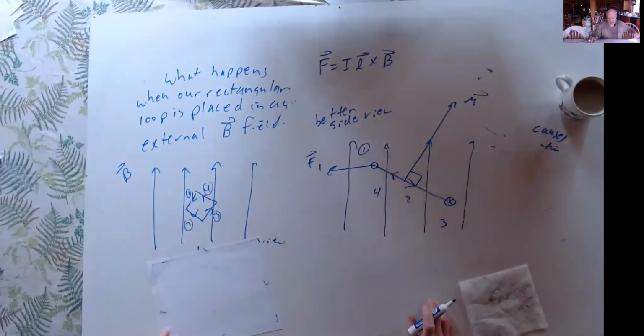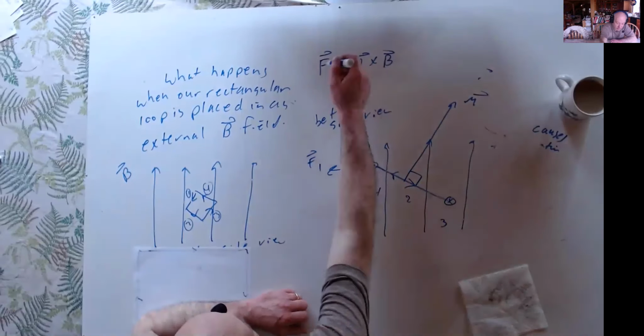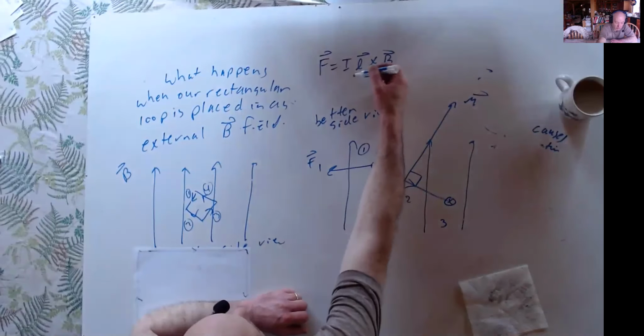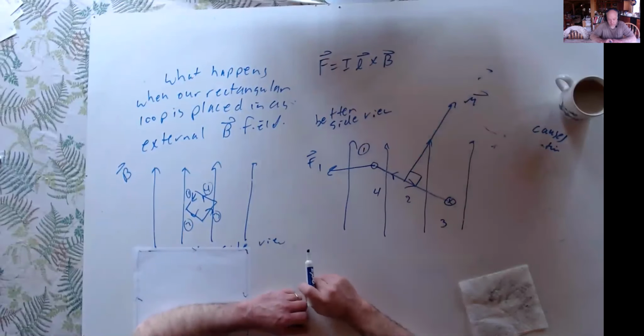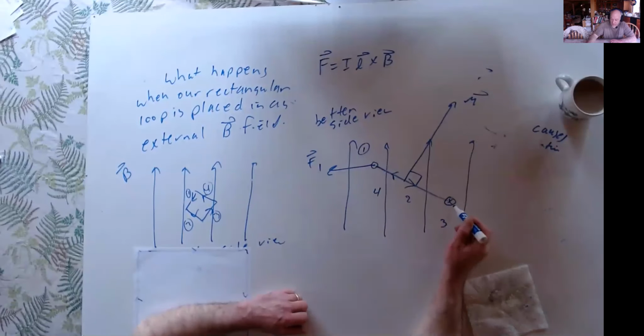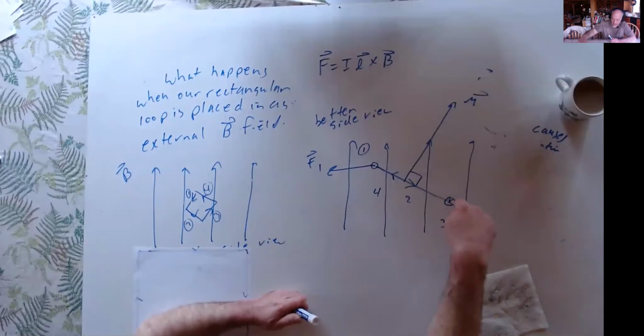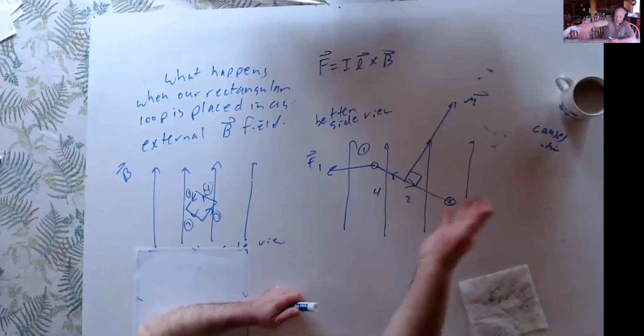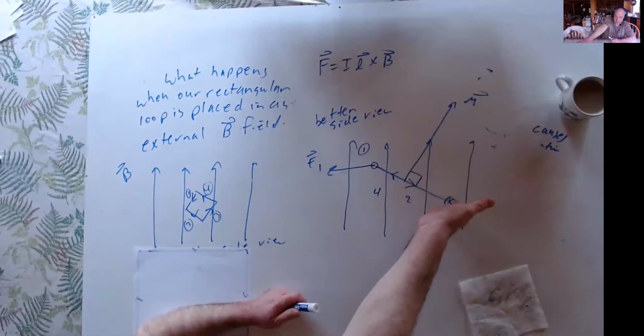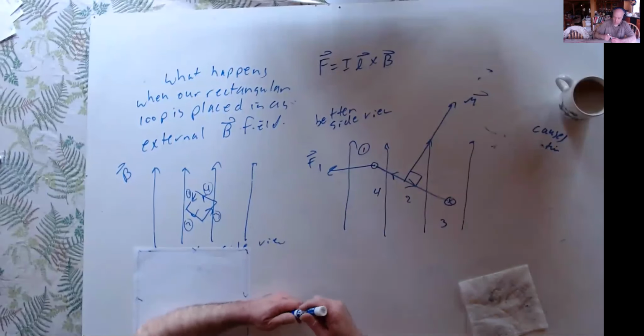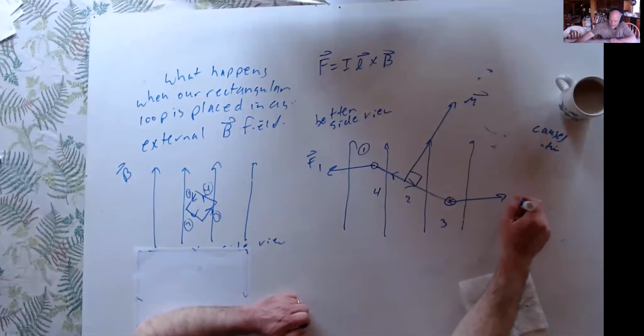And again, remember, whenever you have a cross product, it has to be perpendicular to the two vectors making it up. Okay, now let's do side 3. If I do the same thing for side 3, what am I going to do? The L is going into the board because the I is going into the board. So it's L crossed into B, and it's like that. So this has to be the force on side 3.